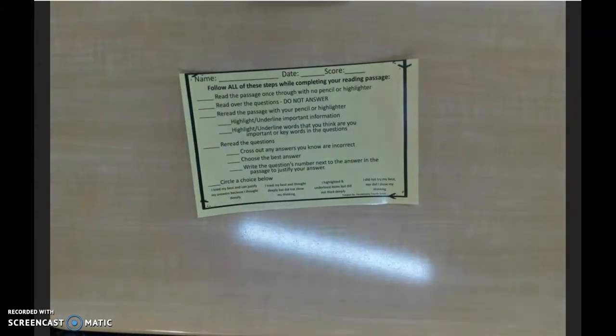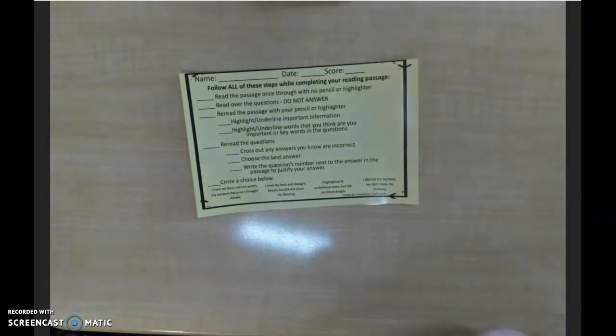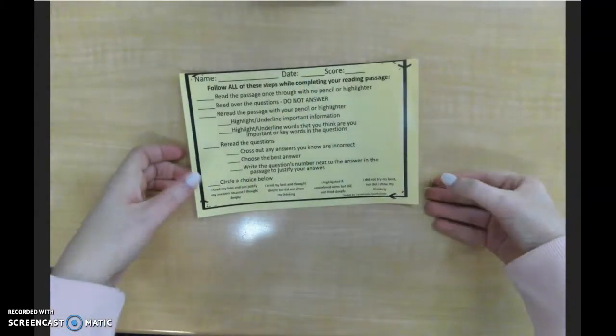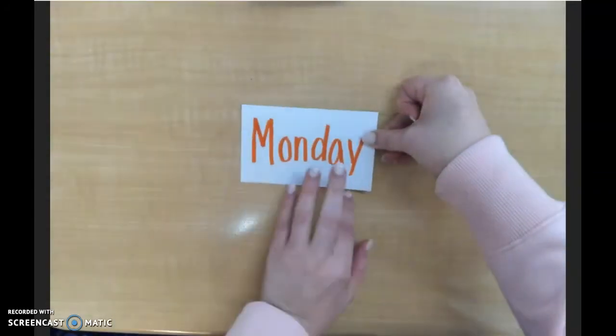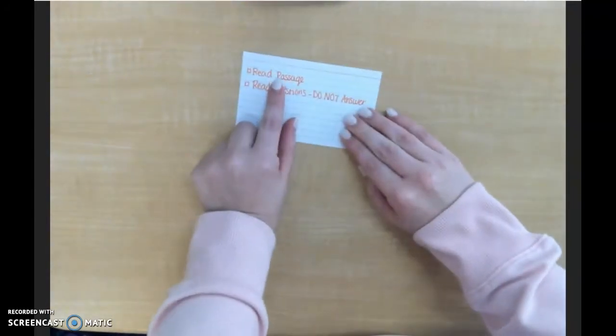You are not to complete your entire spiral review in one day. You are to take all week long to complete this process. So this is a checklist for you. It's also in Schoology as well, but I'm going to go through what you're going to do each day. Okay? So for example, on Monday, what you're going to do is read the passage.